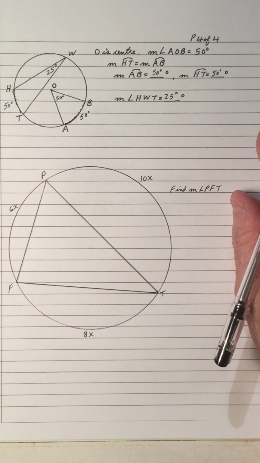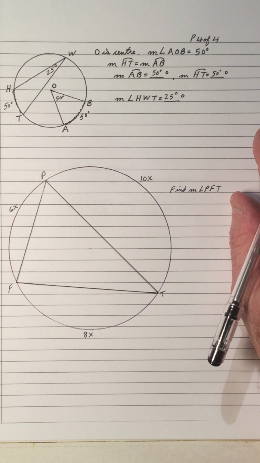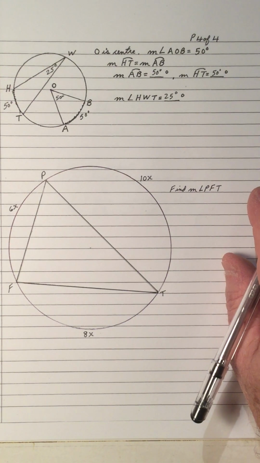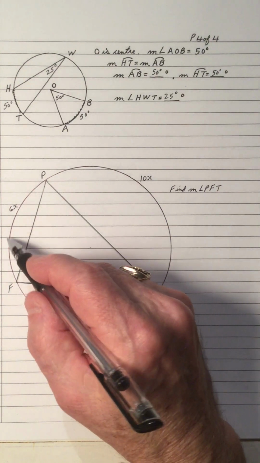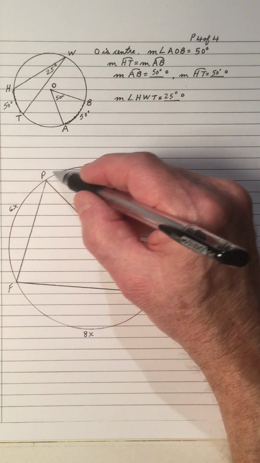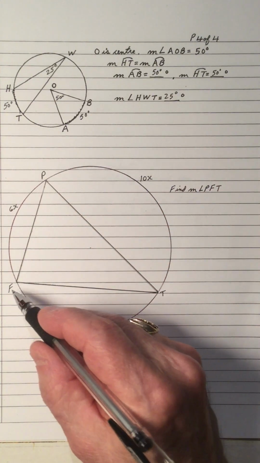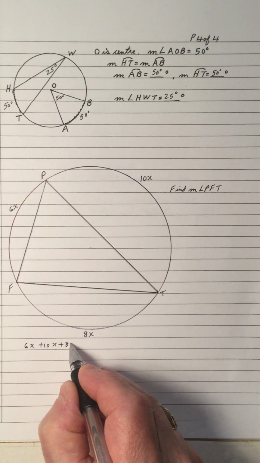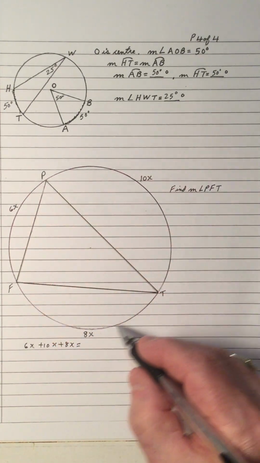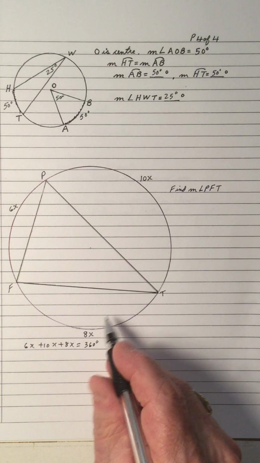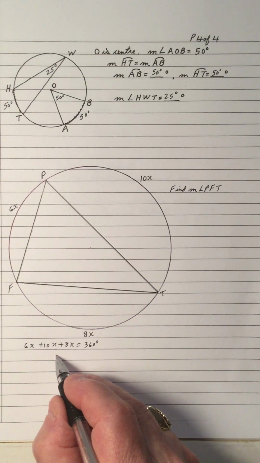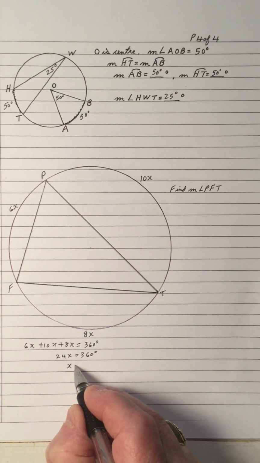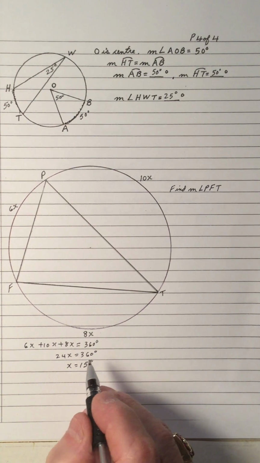Now I have another interesting problem based on the inscribed angle being half the intercepted arc. We have a circle, and this arc is 6x, this arc is 10x, and this arc is 8x. If you take 6x, add 10x, and add 8x, all the way around this circle is 360 degrees. So you get 24x is 360. If you divide by 24, you get x is 15 degrees.